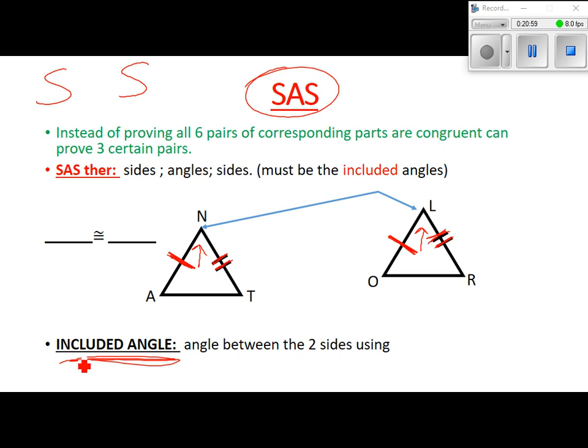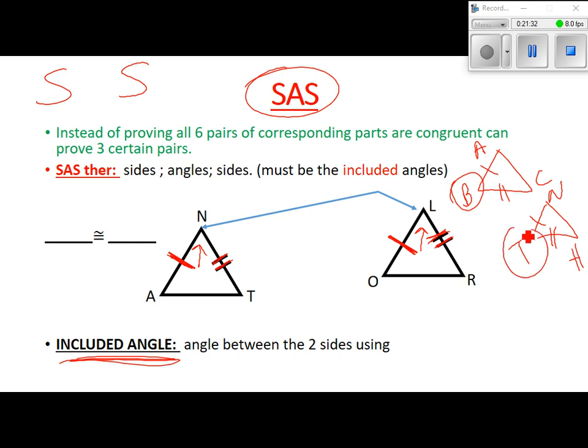So if I gave you another triangle here, and we'll call this one ABC, and this one NTH. I told you this side was congruent to that side, this side was congruent to that side. Which angle does it have to be in this top triangle? B. Does everybody see that? It has to be that angle because it's between the 2 sides. Which angle does it have to be in the bottom triangle? T. It's got to be those 2. It can't be anything else.